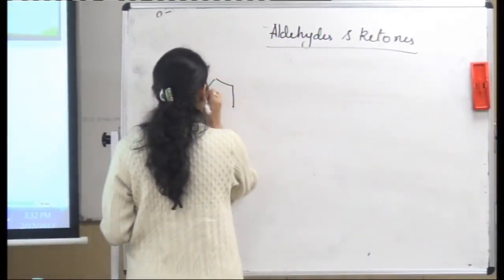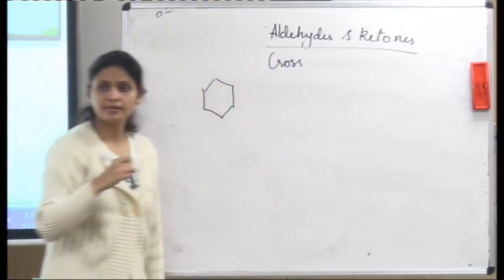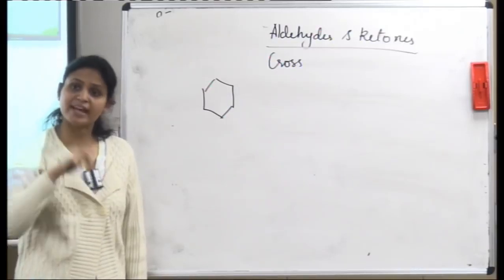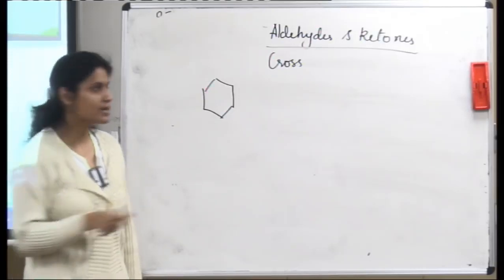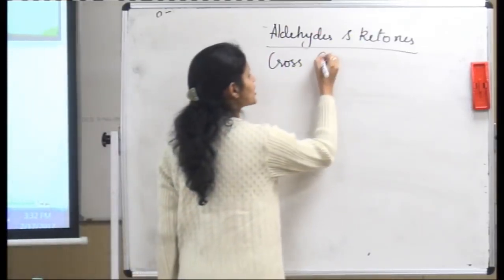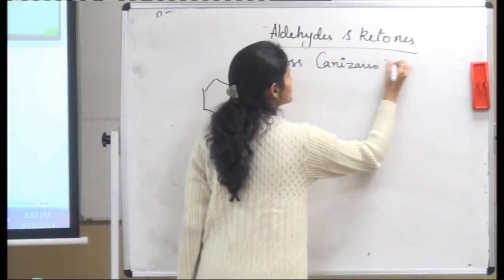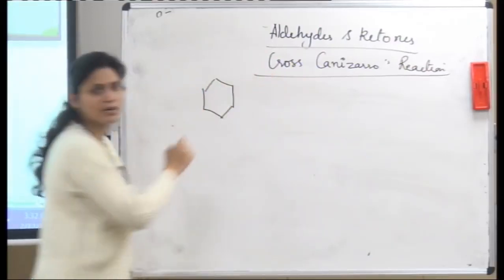Can we have a cross Cannizzaro reaction? Just like we had aldol condensation, which could happen between two different aldehydes or two different ketones, or an aldehyde and a ketone, similarly, Cannizzaro reaction can occur between two different aldehydes and ketones, right? This reaction is called cross Cannizzaro reaction.